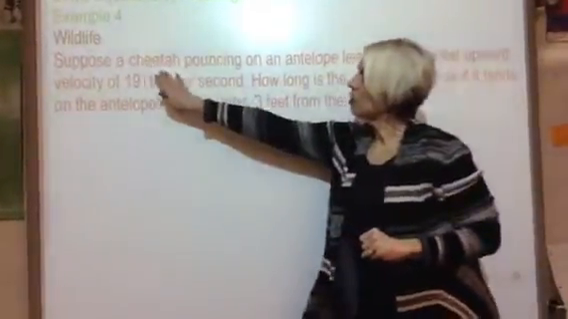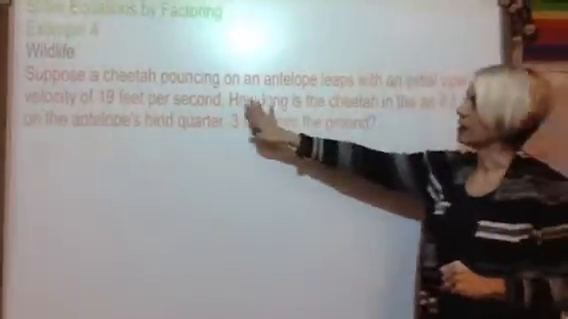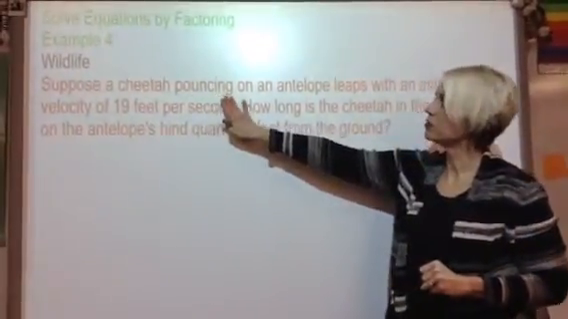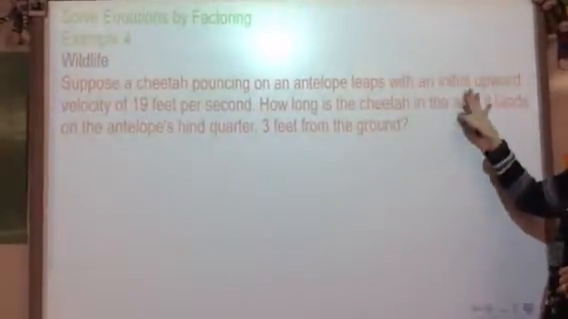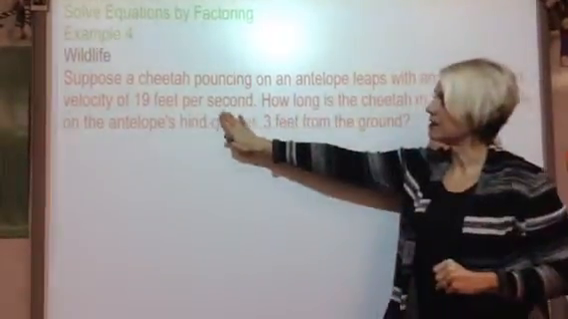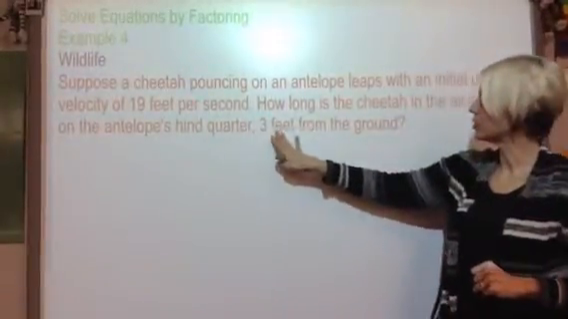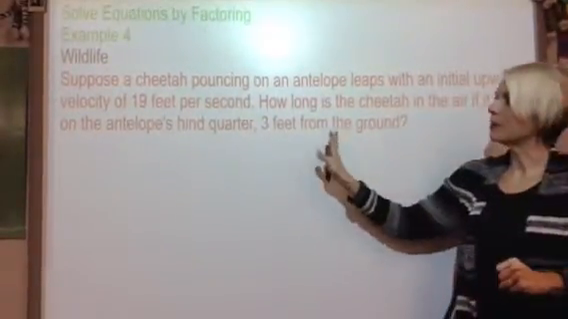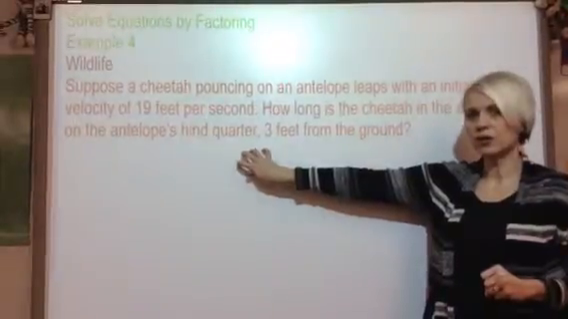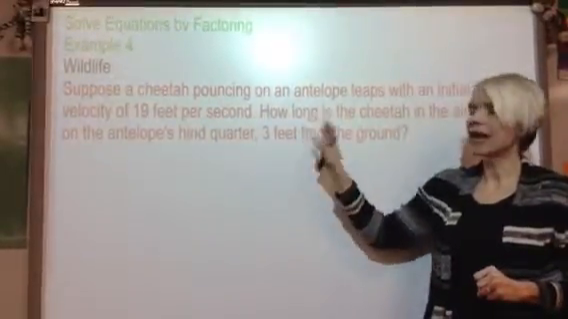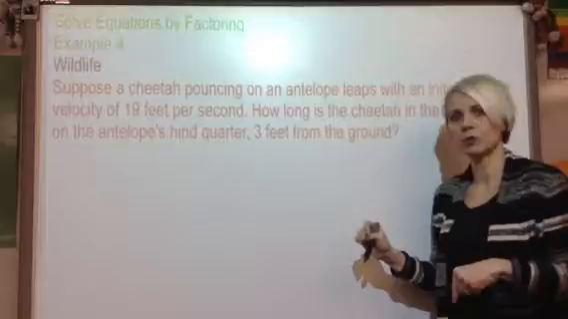What I'm going to have you work on, and we'll talk about it in class tomorrow, is a real-life example of factoring. So suppose a cheetah pouncing on an antelope leaps with an initial upward velocity of 19 feet per second. How long is the cheetah in the air if it lands on the antelope's hindquarters 3 feet from the ground? What I'm going to give you is an equation that you can start and plug some values in, and then we'll see if you can get the right result when we work in class tomorrow.